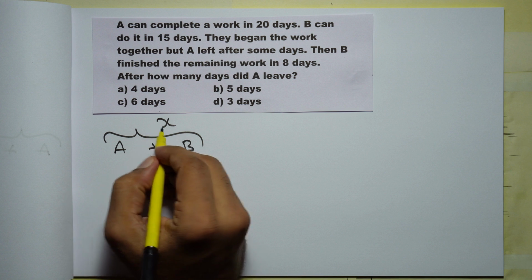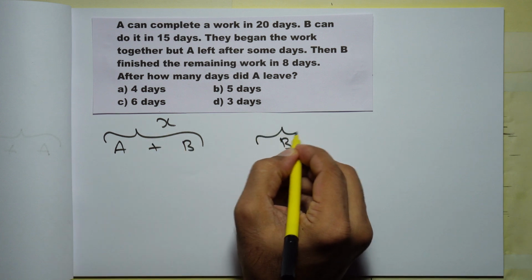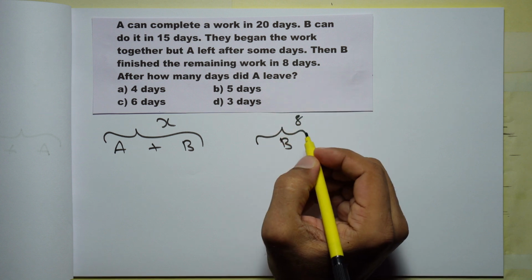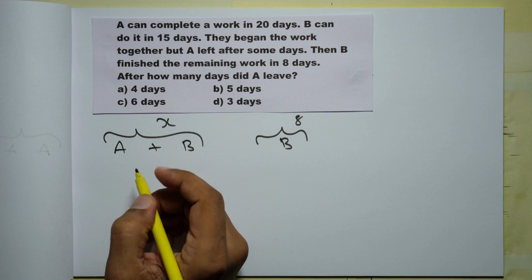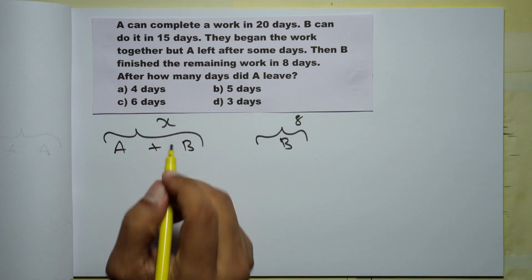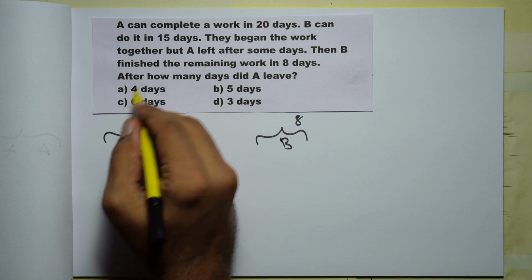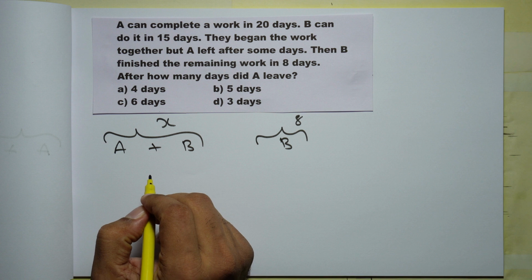So initially they worked jointly for X days, then A left, and the remaining work was done by B in 8 days. Now the question is, after how many days did A leave? Initially they worked jointly for X days and then A left. So we need to find the value of X. A left after working for X days.